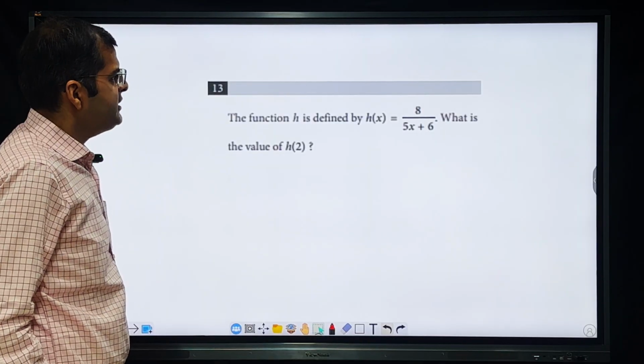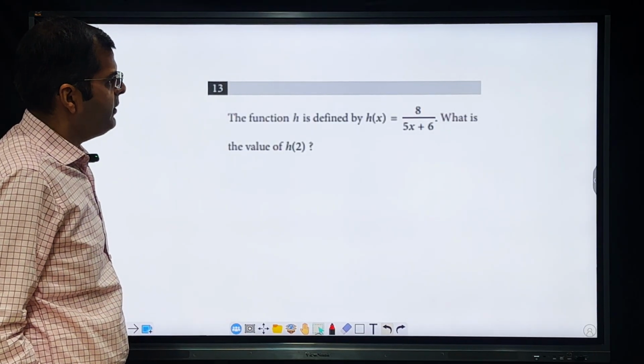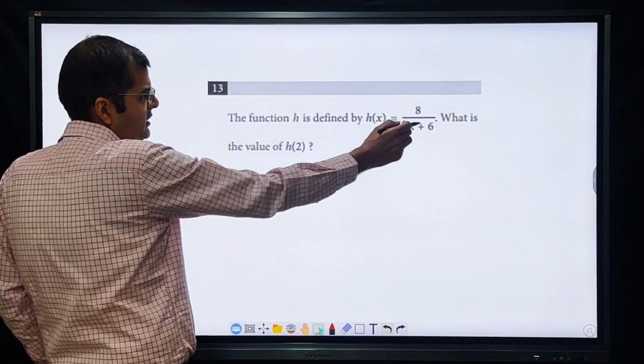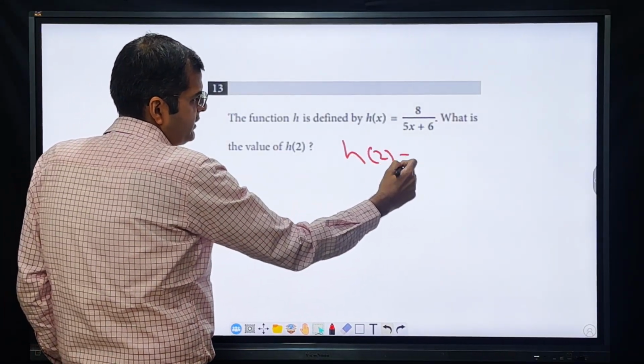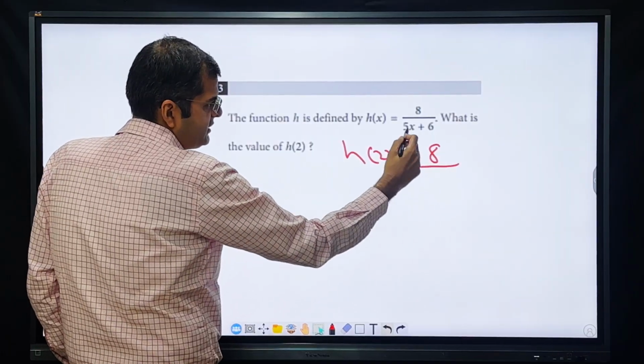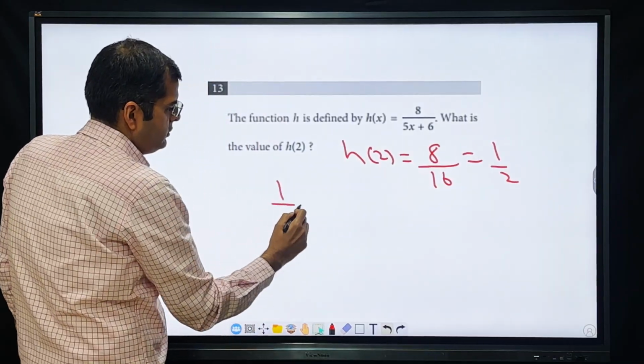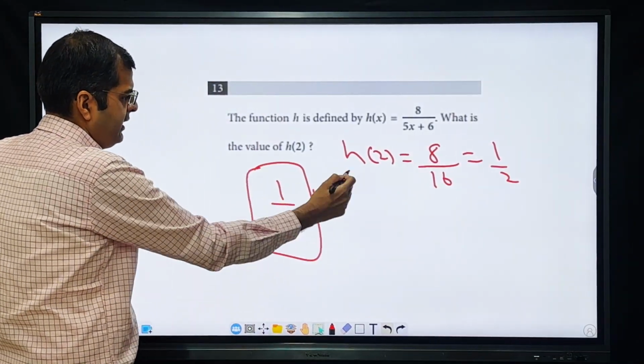It says the function h is defined as h of x is equal to 8 upon 5x plus 6. What is value of h of 2? H of 2 means x equal to 2. So h of 2 is equal to 8 upon 5 into 2 is 10. 10 plus 6 is 16. 8 upon 16 is 1 by 2. So 1 by 2 over here is the right answer.